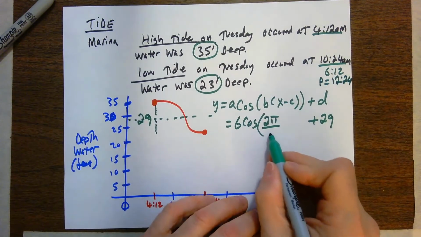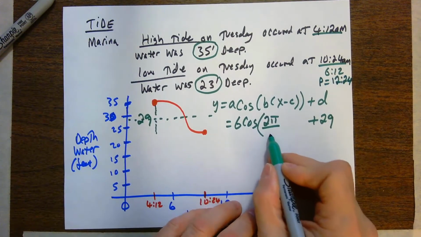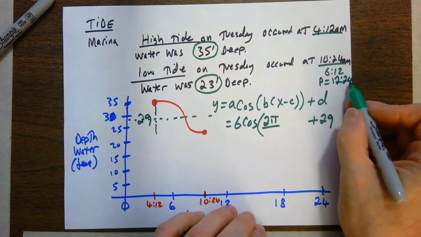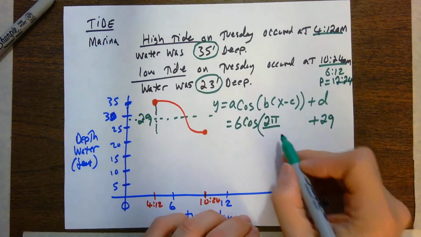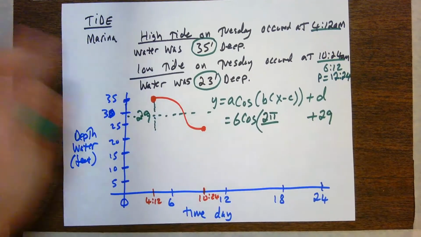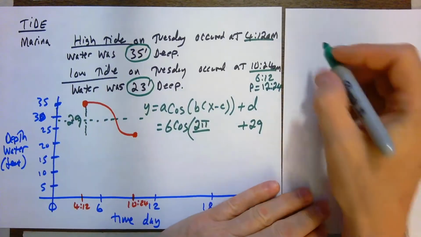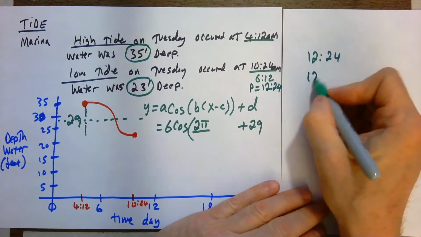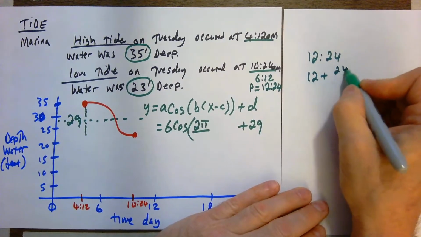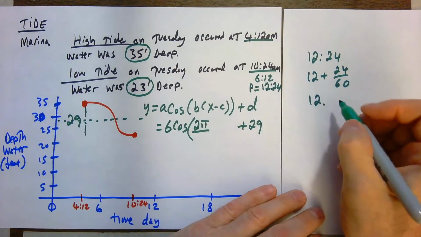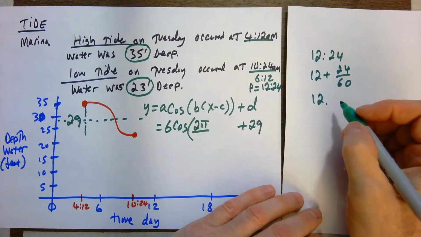I want to put 12 hours and 24 minutes in here. How do I put 12 hours and 24 minutes? Oh, be careful, be careful. Let me grab another piece of paper and let's take a closer look at this calculation. 12 hours and 24 minutes is the same thing as 12 plus 24 over 60, which is going to be 12.4.